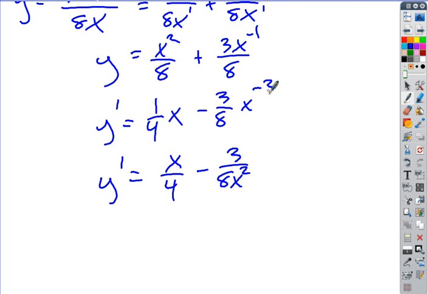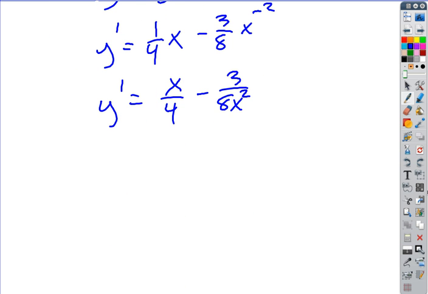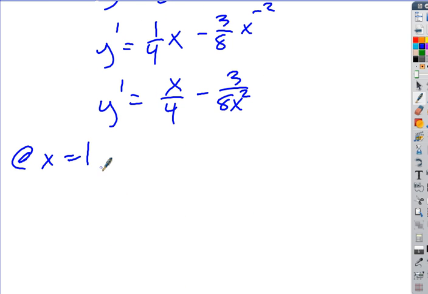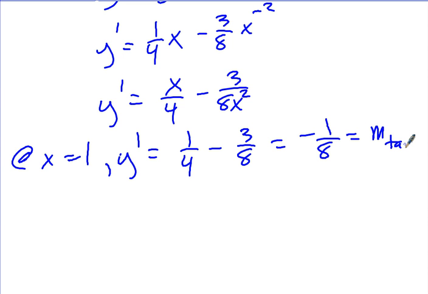And so, now, why did we need all this anyway? Well, we wanted the slope of the function at x equals 1. So we're just going to plug in at x equals 1, y prime would equal 1/4 minus 3/8. So 2/4 minus 3/8 is negative 1/8. Right? And if that's the slope of the function, that's also the slope of the tangent to the function, right? Because the tangent line is the line that just grazes the function at that one point so that it's parallel to the function at that one place if I zoom in, right?